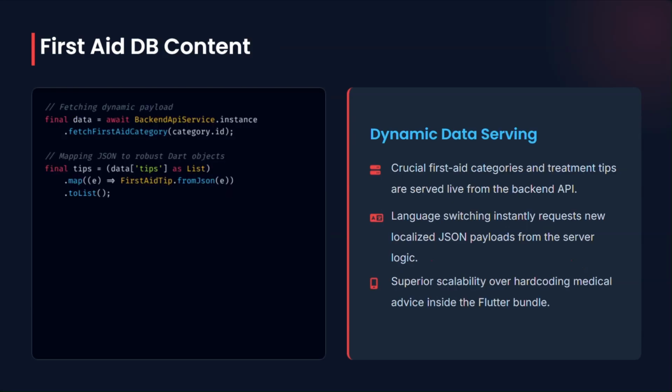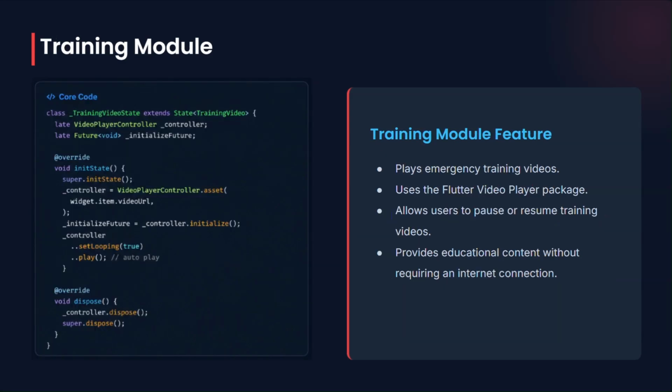First aid DB content. This feature loads first aid categories from the backend API. After receiving the JSON response, the application converts it into objects that are displayed in the user interface. Because the content comes from the backend, it can be updated or localized without requiring users to install a new version of the application.